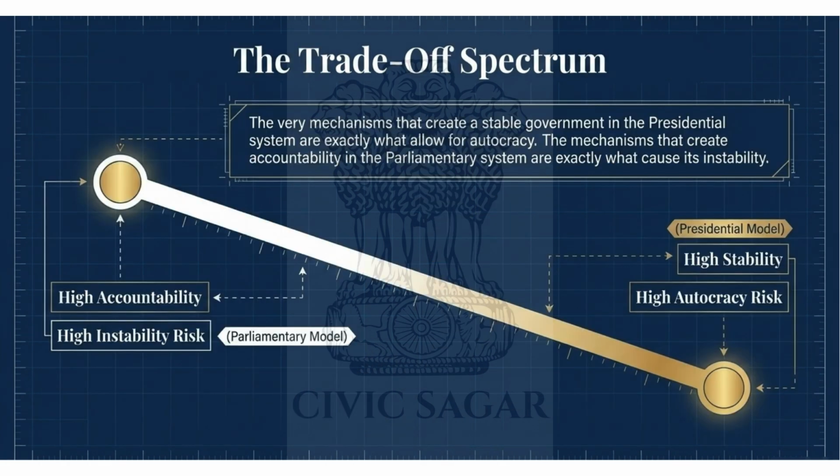Ultimately, we are left with a fundamental structural spectrum. You cannot maximize both ends. The identical mechanisms that build an efficient, stable presidential executive are the exact features that invite autocracy. On the flip side, the exact features that ensure thorough democratic accountability in a parliament are the very elements that spark political instability. Every constitutional architect must choose where to place the slider.